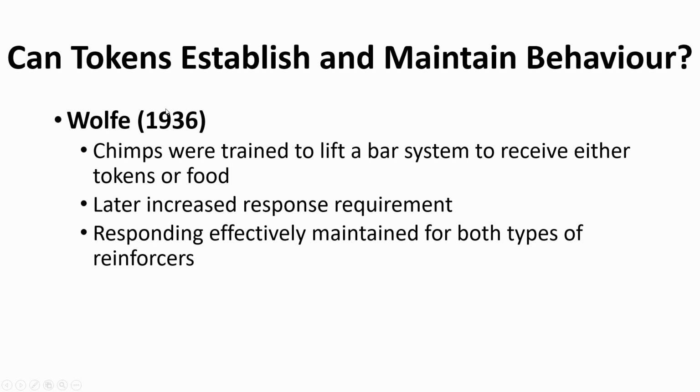The first of these, the Wolf study, had chimps that were trained to lift a bar system to receive either tokens or food. Some individuals were trained to do this behavior in order to receive tokens that they could exchange for food, or they could be trained to do the behavior to receive food directly. Over time, they increased the response requirement in order to receive their reinforcer, whether that reinforcer was tokens or food. And they found that despite the fact that one was a primary reinforcer and one was a conditioned reinforcer, the responding was effectively maintained for both types.